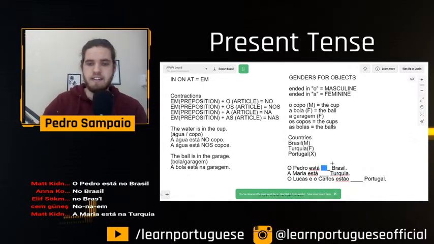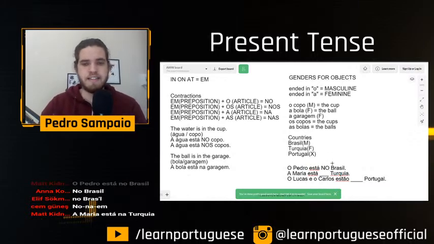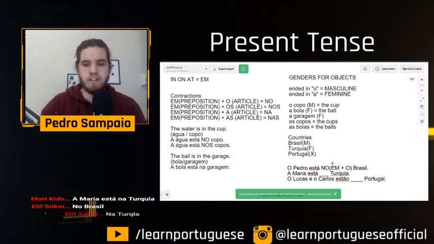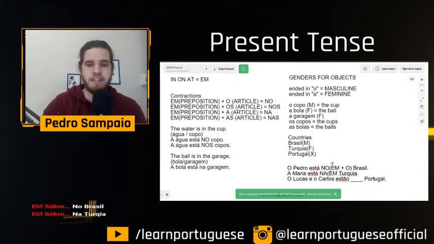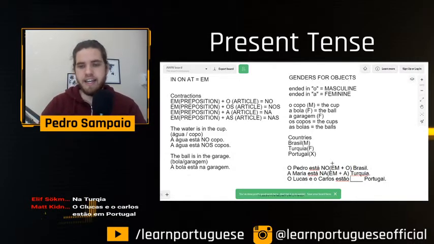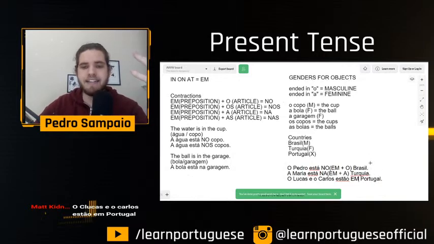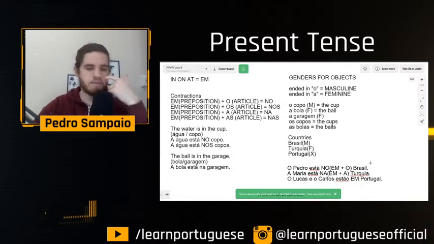And they're also right. The first one, we would use no Brasil because it's the preposition em plus the article o, Brazil. Turquia would be na because it's the preposition em plus the article a, because as I said, Turkey is a feminine country. And finally, Portugal would be just em, because Portugal doesn't have a gender. So I would say, o Pedro está no Brasil, a Maria está na Turquia, o Lucas e o Carlos estão em Portugal.